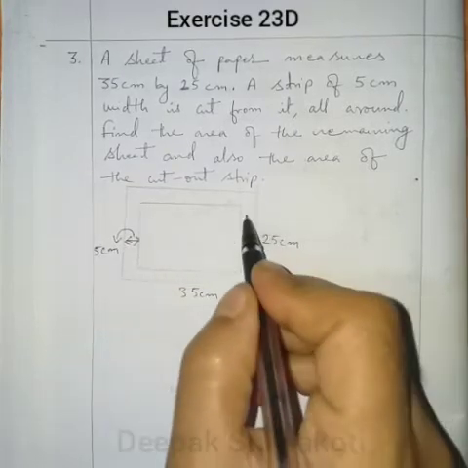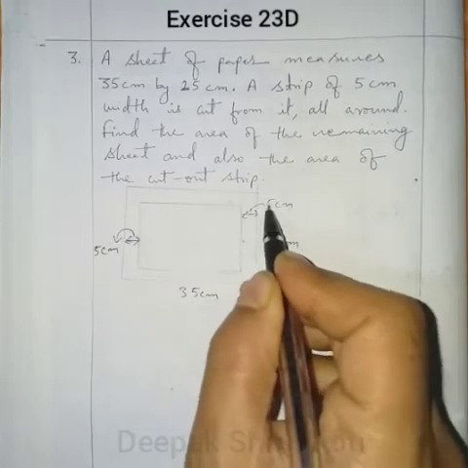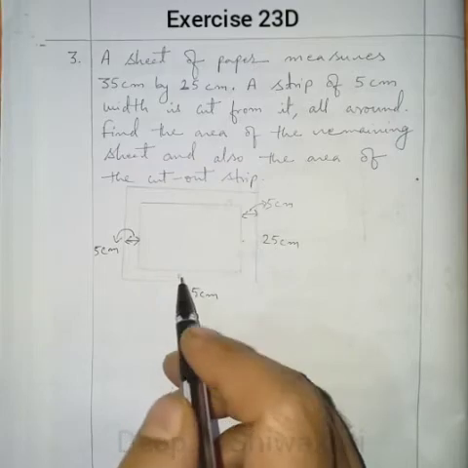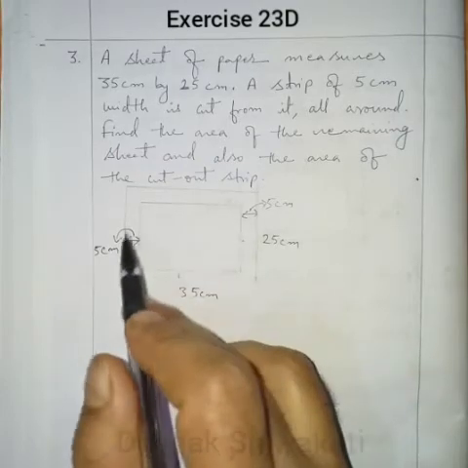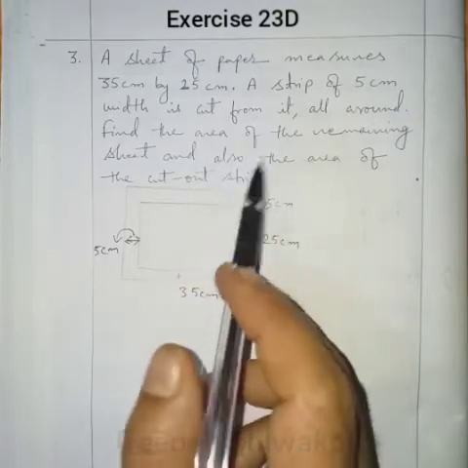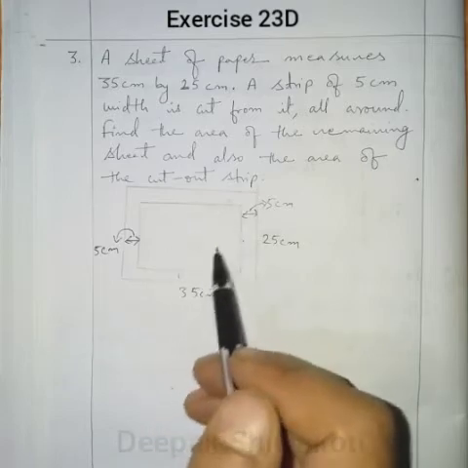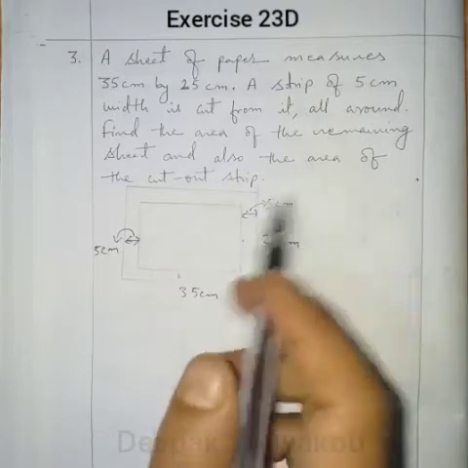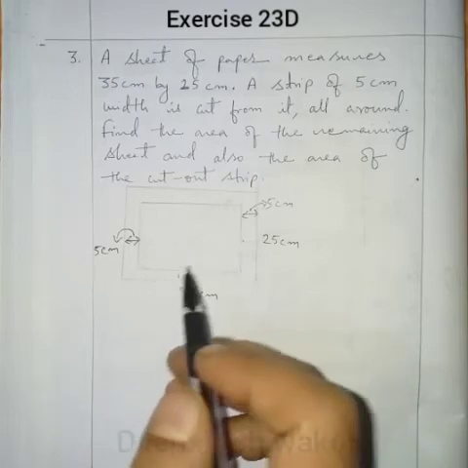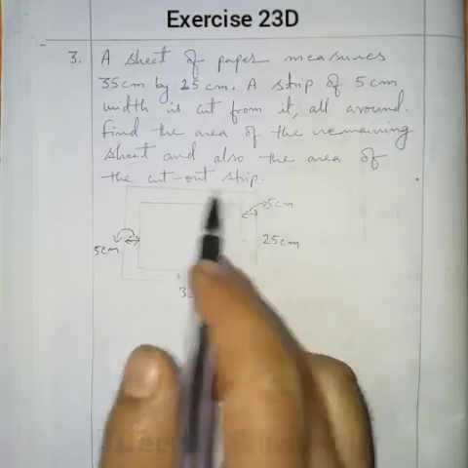This side also 5 centimeter, so all around it is cut, here also 5 centimeter, here also 5 centimeter. So all around a 5 centimeter strip is cut, and we have to find the area of the remaining sheet, that means the area of this paper, and also the area of this cut out strip. So first let us find the area of this paper only.